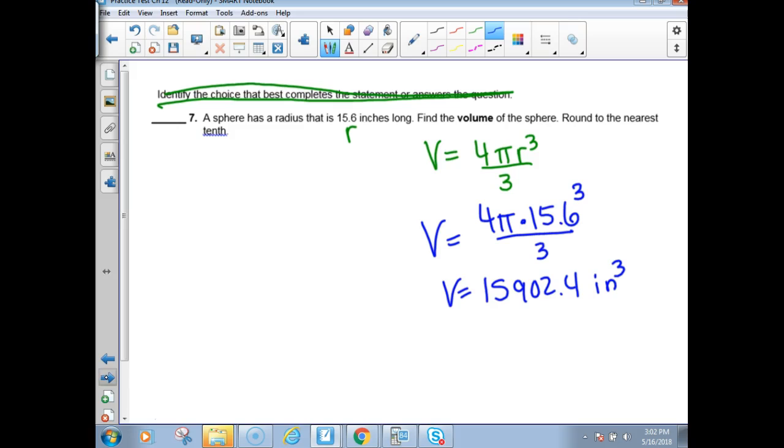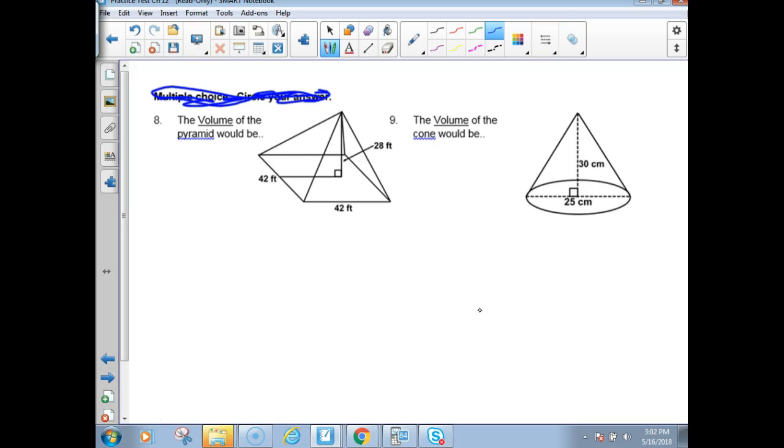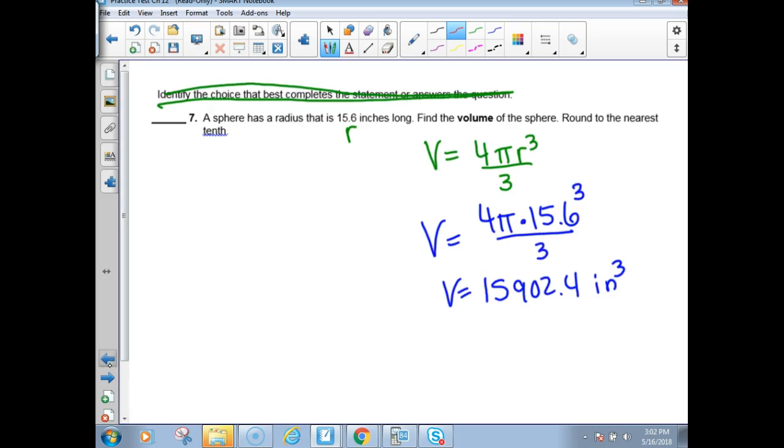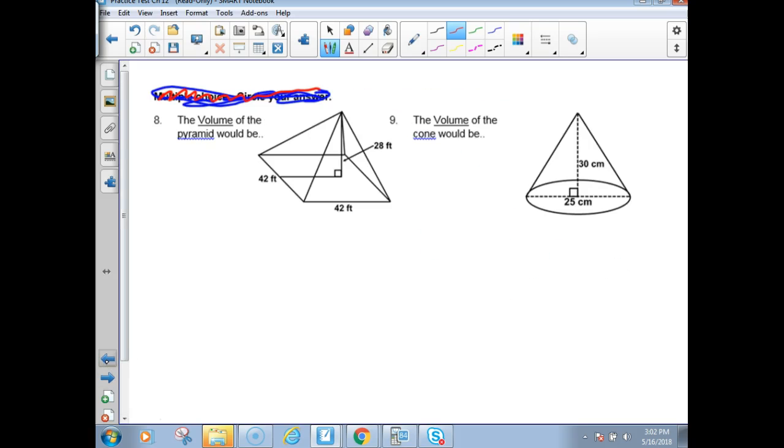All right, next. I crossed off that it's not multiple choice. You might have some multiple choice on your test tomorrow, though. 15,902.4. Okay, so the next one, volume of a pyramid. These tests are designed so that if you know the basics, you should be able to pass the test. If you know a little more than the basics, you should be in the C mid-range. If you know all of it, you're going to get your A.